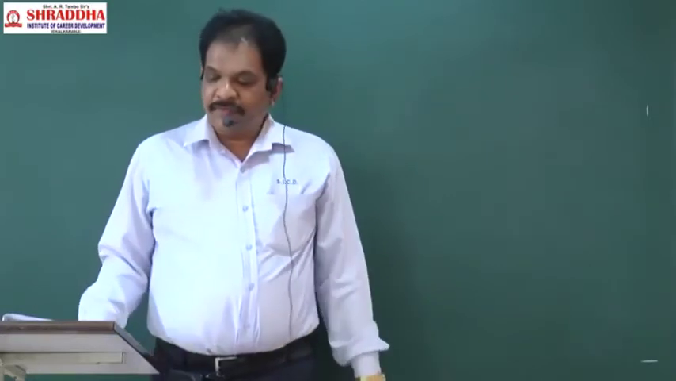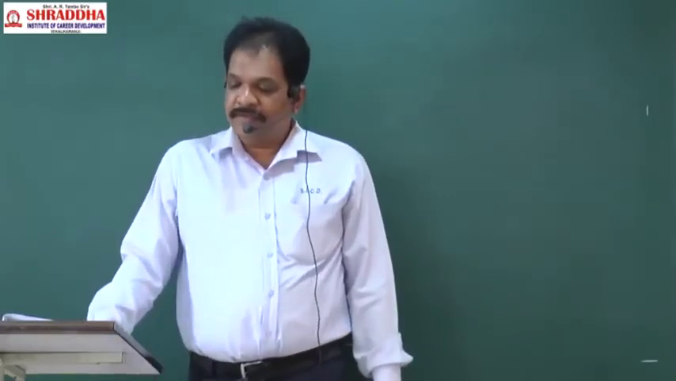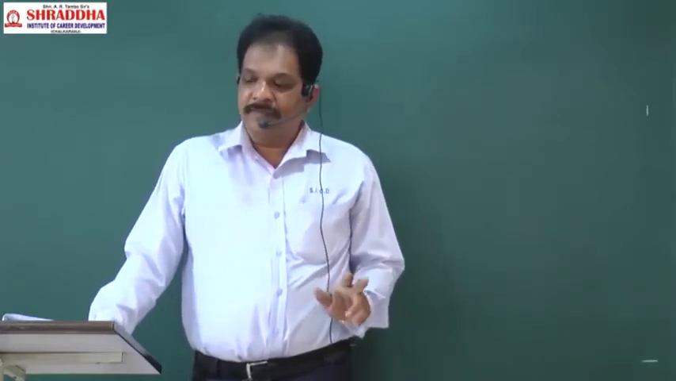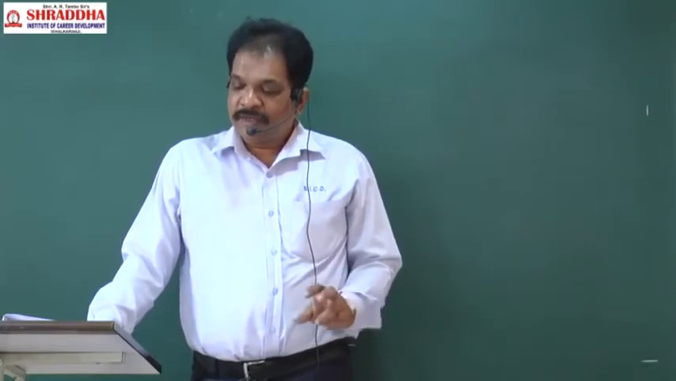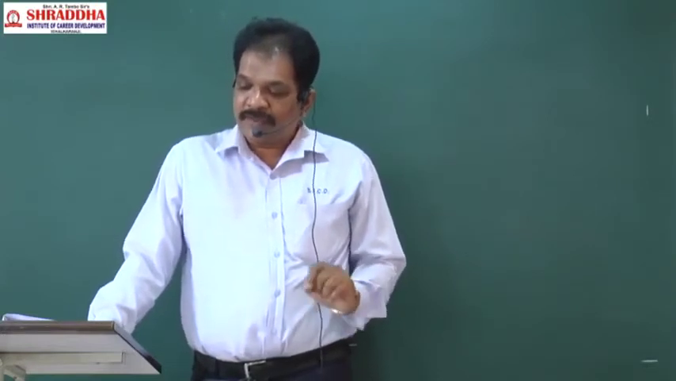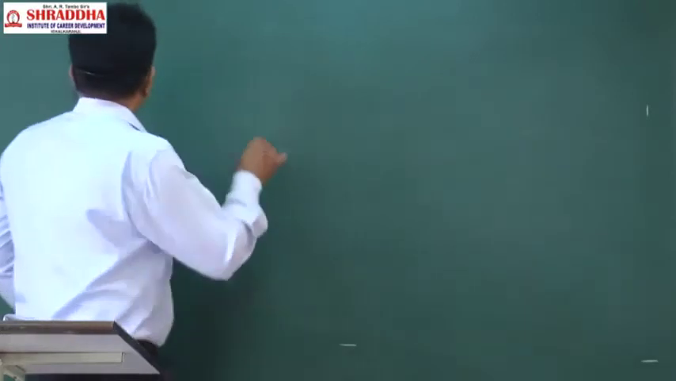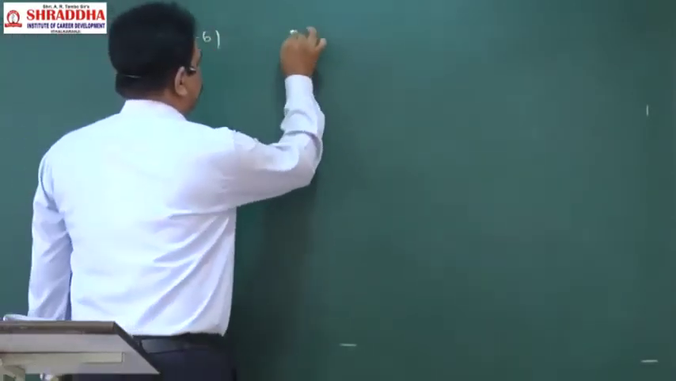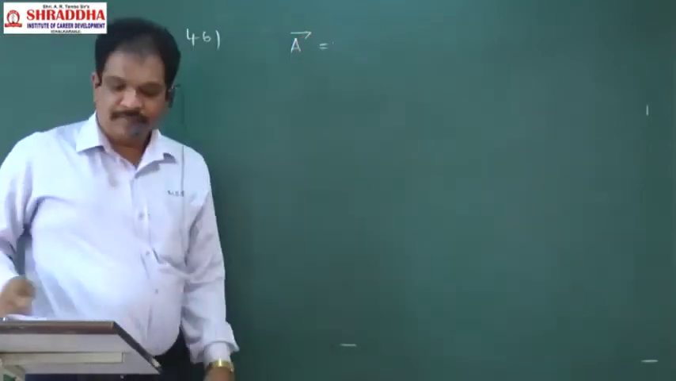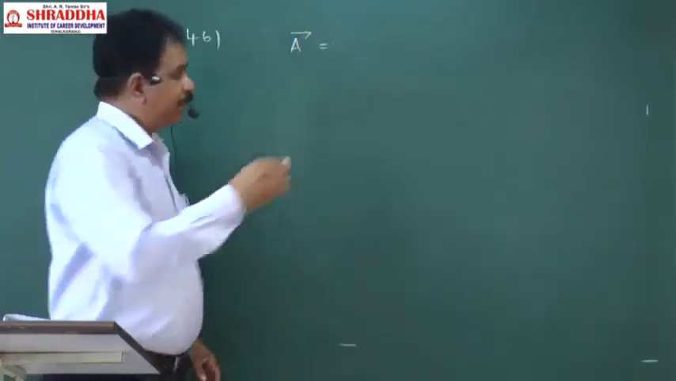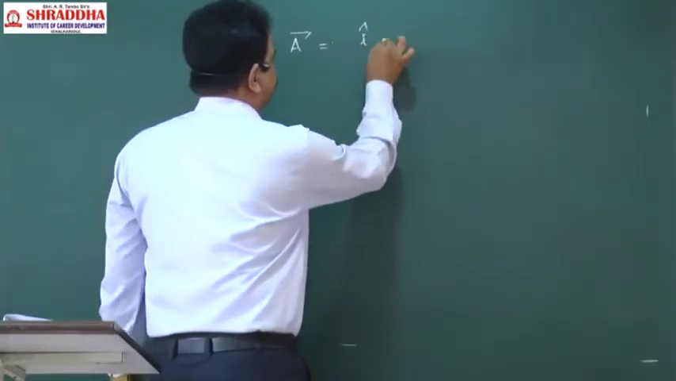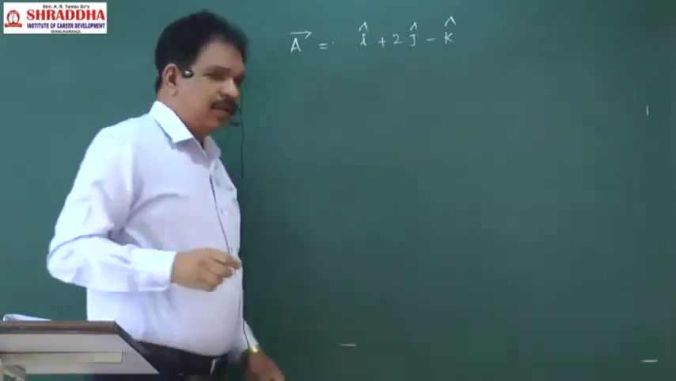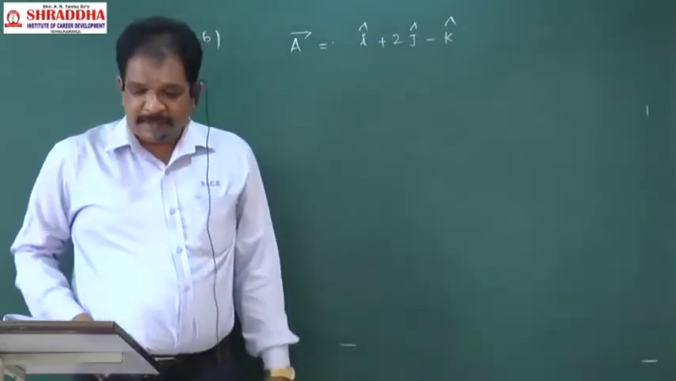The angle between the two vectors A bar and B bar is how much, they are asking. Two vectors are given, A bar and B bar. What is the angle between the two vectors? A bar is equal to i cap plus 2j cap minus k cap. That is A bar.